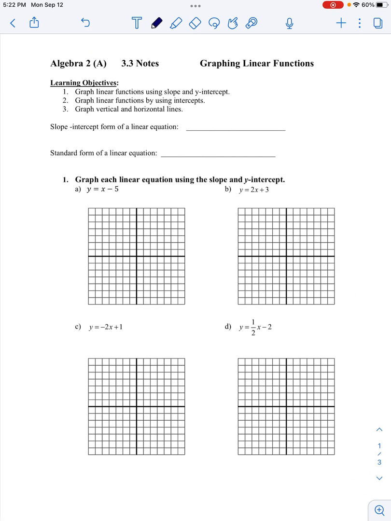So hopefully this should all be reviewed from Algebra 1, although I guess if you guys are juniors, you probably took Algebra 1 during the COVID year, so maybe it was a little funky there, but hopefully this is a review. So, all right, let's get started.